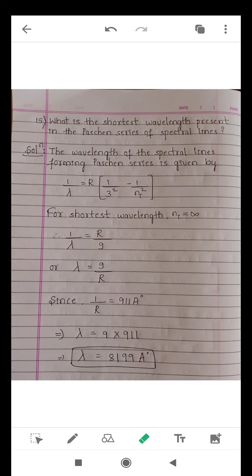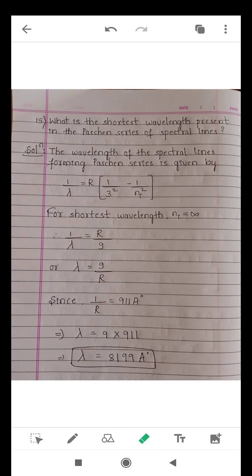1 by lambda is equal to R times of 1 divided by 3 square minus 1 divided by ni square. So here we need to find the shortest wavelength. To find the shortest wavelength, ni corresponds to infinity. By substituting the ni value as infinity, we will get 1 by lambda is equal to R by 9. So therefore lambda is equal to 9 by R. Since we have studied 1 by R value as 911 angstrom, so therefore lambda value is 8199 angstroms.